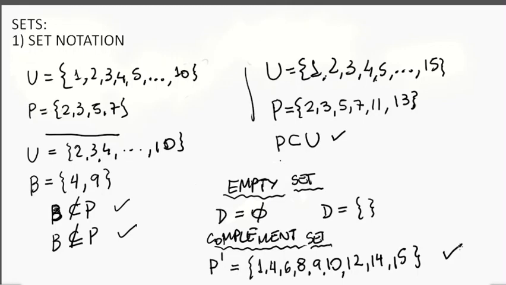It's basically all the elements which you have in U, which are not in your set. So the complement of set P is, what do you have in your universe which is not here? So what is left? What are you missing? That's what a complement means.